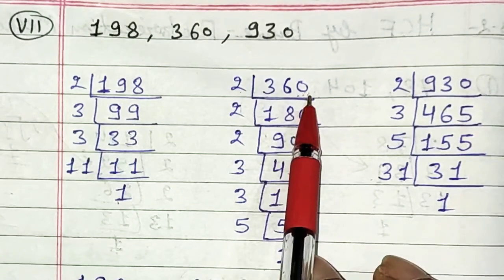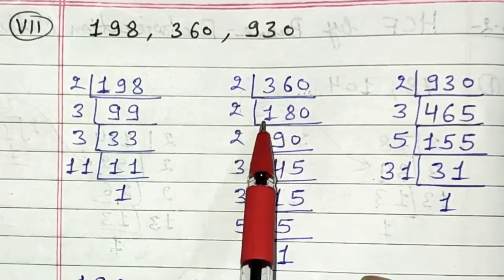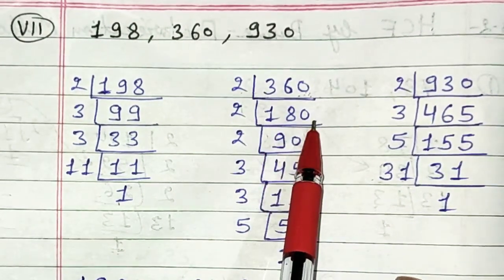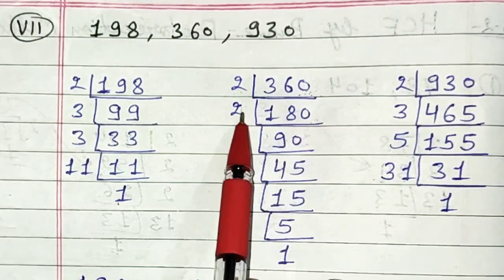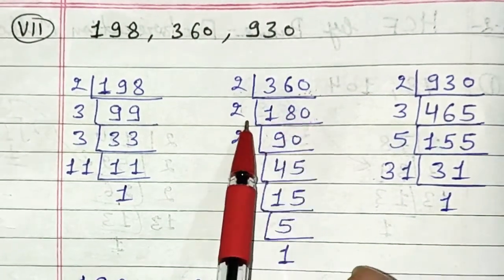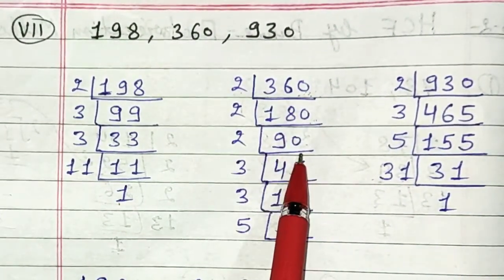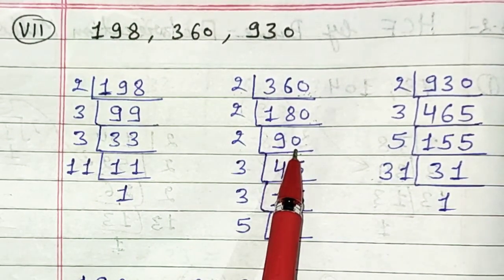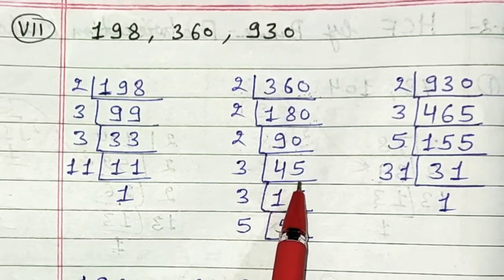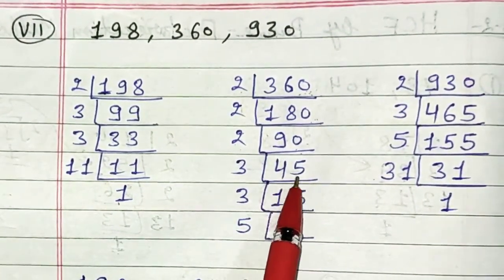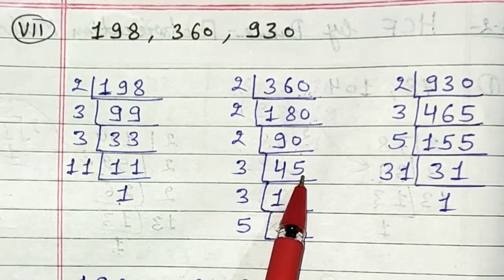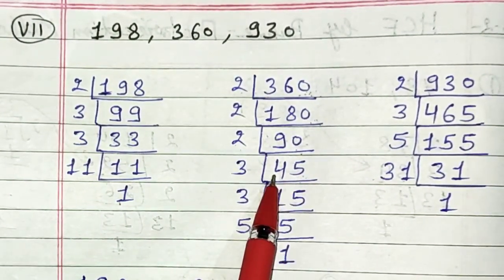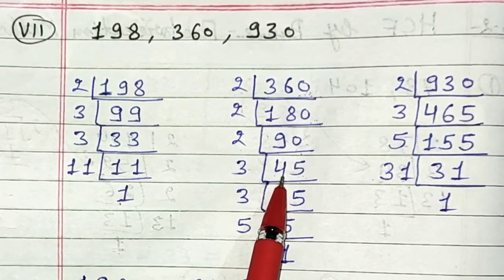So just divide 360 by 2, you will get 180 in the quotient. Now 180 is also divisible by 2. When you will divide 180 by 2, you will get 90 in the quotient. Okay, now 90 can also be divided by 2, you will get 45 in the quotient. Now 45, it cannot be divided by 2, but when you will add these two numbers, means 5 and 4, you will get 9, and 9 can be divided by 3.